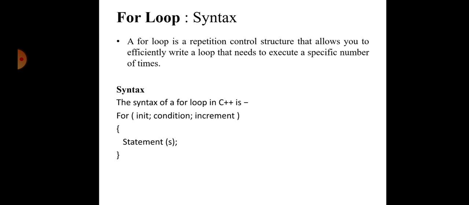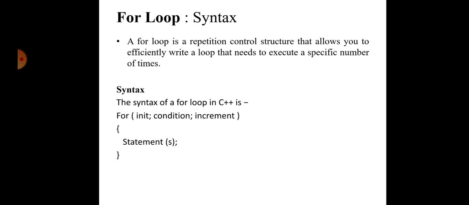So see here, for loop syntax. A for loop is a repetition control structure that allows you to efficiently write loops that need to be executed a specific number of times. Any loop that is going to repeat the execution process, it is a repetition control structure that allows you to write efficiently.